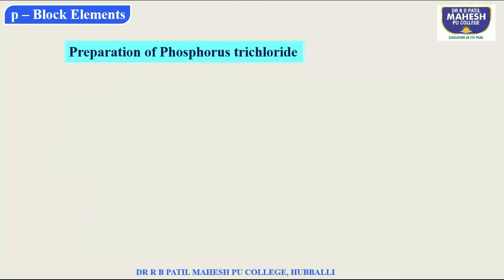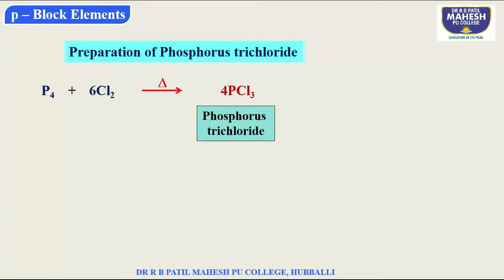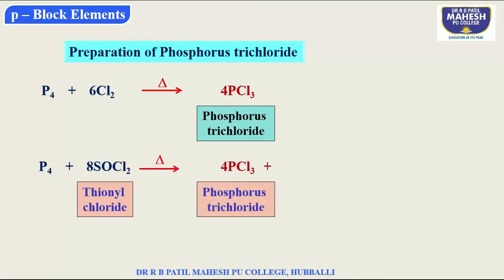Preparation of phosphorus trichloride. When white phosphorus is treated with a limited amount of chlorine, we are going to get phosphorus trichloride as the product. When white phosphorus is treated with thionyl chloride, in this case also we are going to get phosphorus trichloride along with S2Cl2 and SO2.